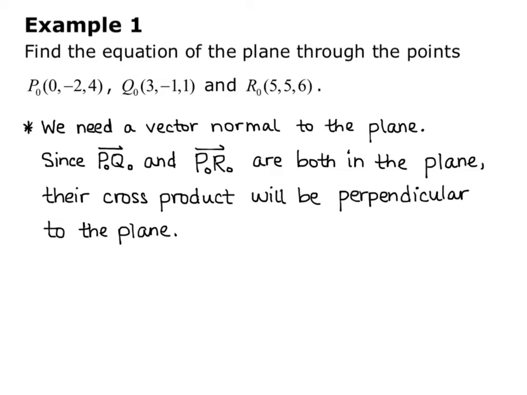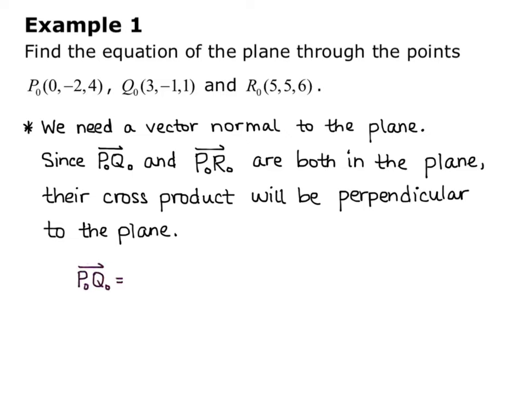Well, we know that since vector P naught, Q naught and vector P naught, R naught are both in the plane, their cross product will be perpendicular to the plane. Remember that the cross product is always 90 degrees to both of the vectors that you're crossing. So I'm going to start by finding vectors P naught, Q naught, and P naught, R naught.